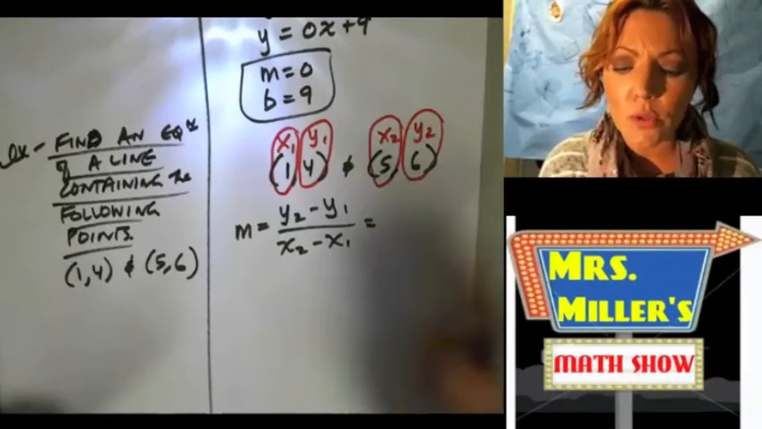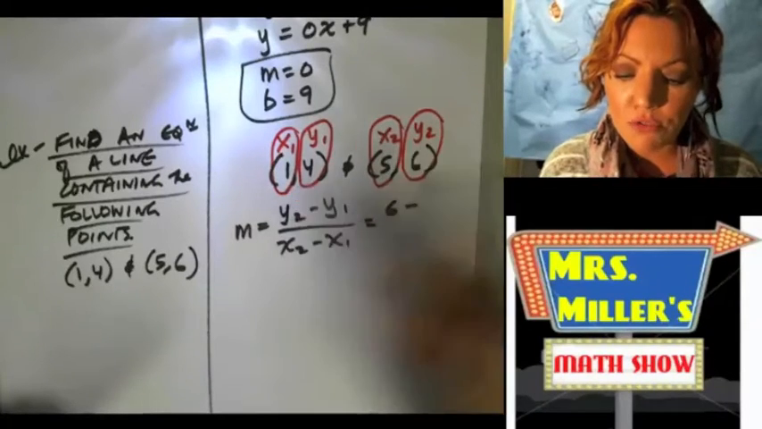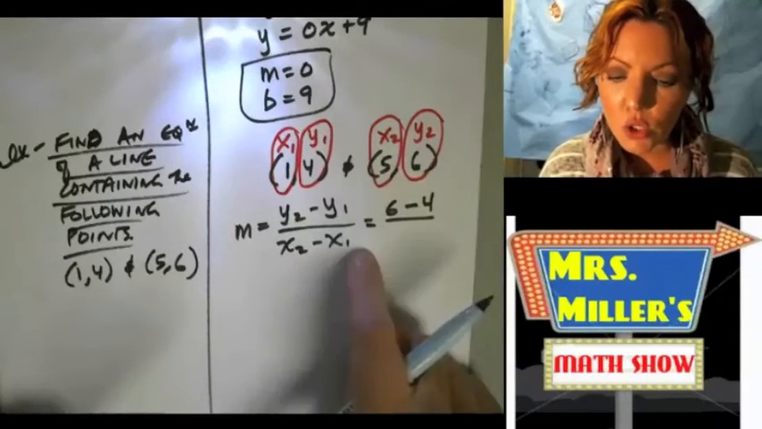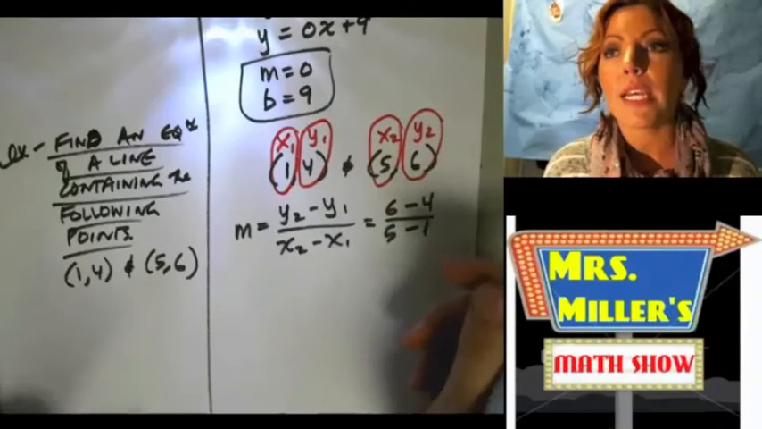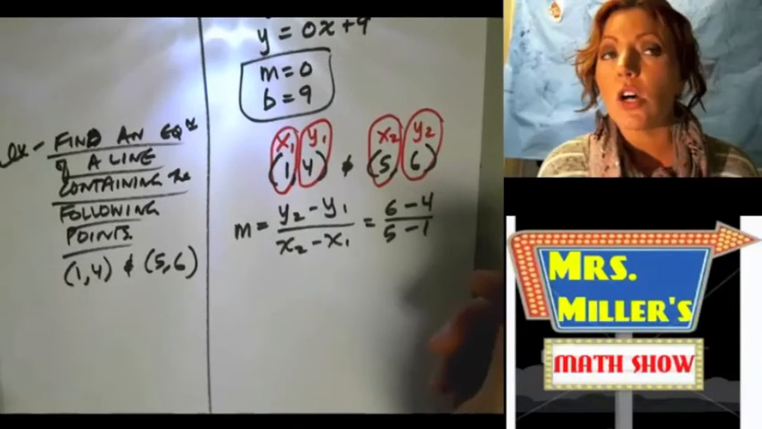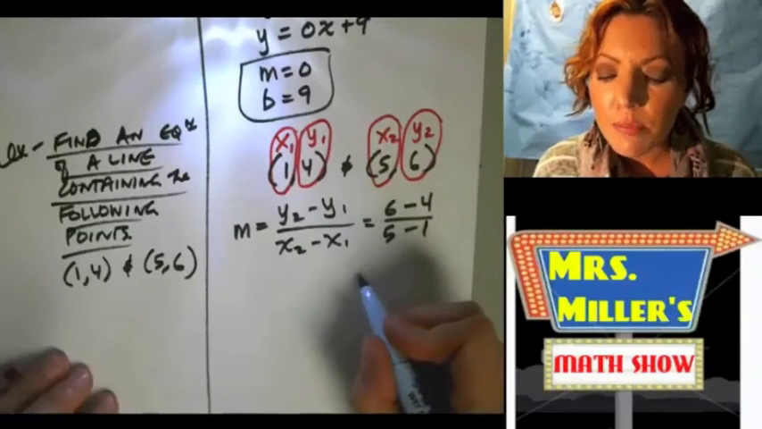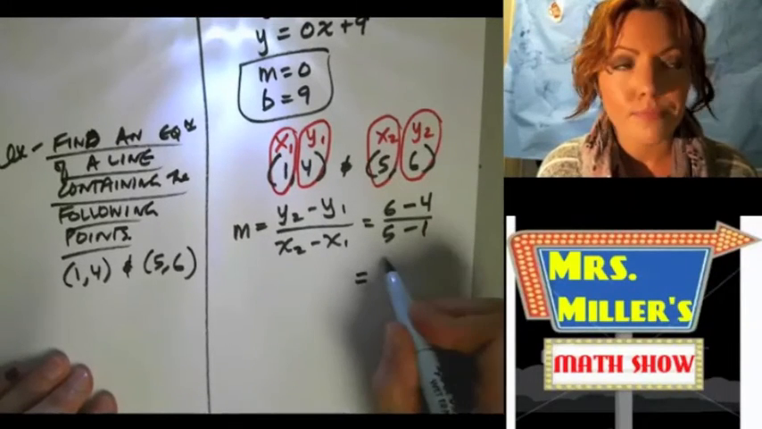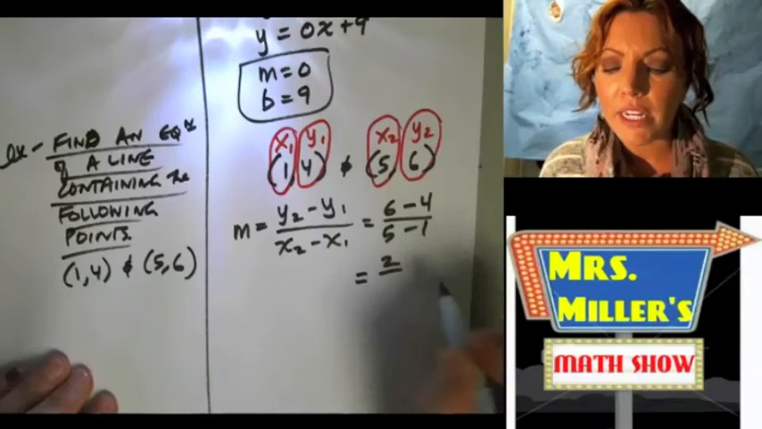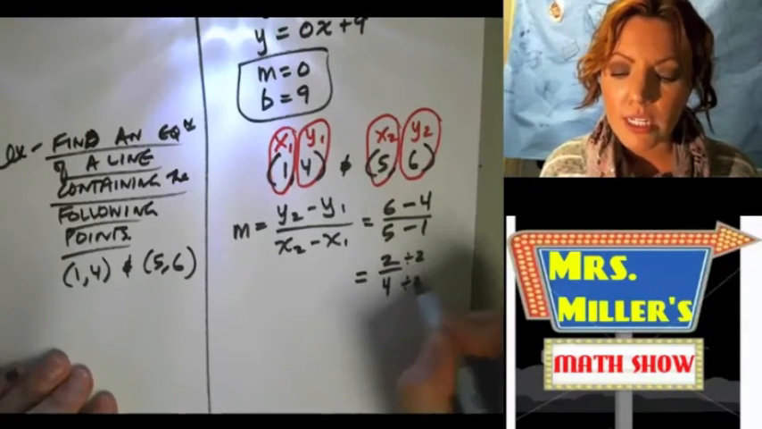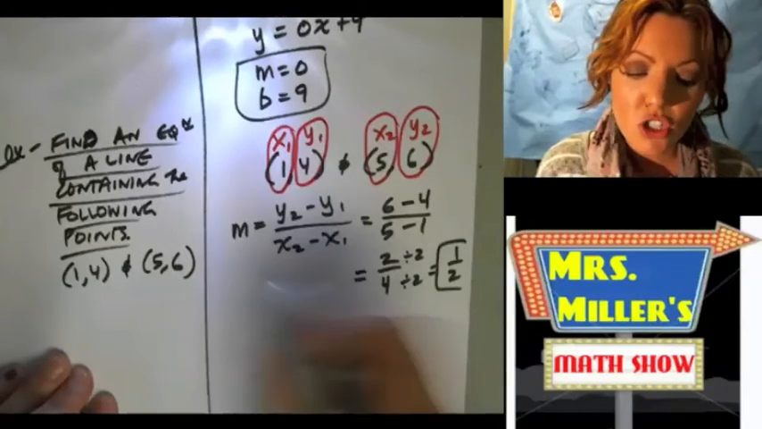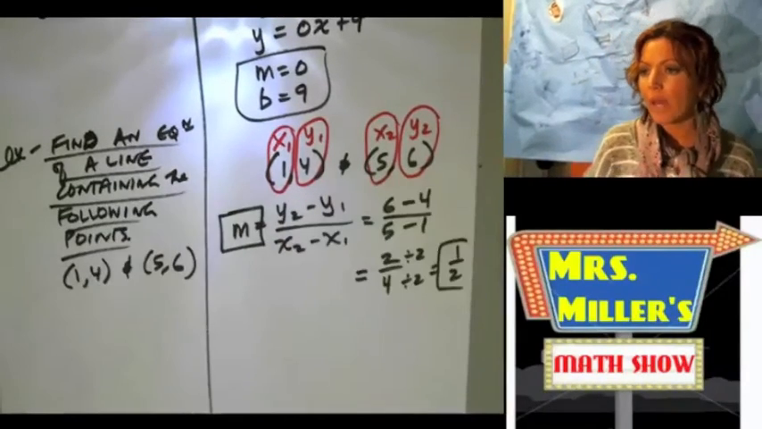We have a y2 of 6. We have a y1 of 4. We have an x2 of 5. And we have an x1 of 1. So we're literally plugging numbers in and then solving or combining them. So 6 minus 4 is how much? 2. 5 minus 1 is? 4. And then we can reduce it to 1/2. So that's our slope.